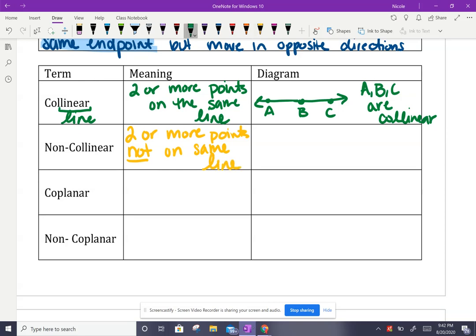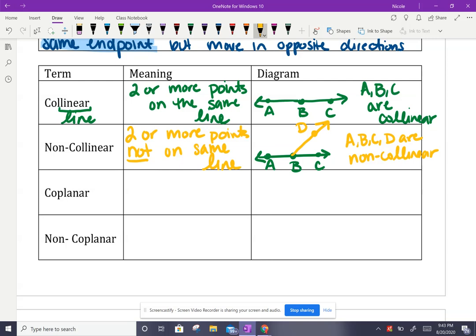So I want to refer back. I'm going to redraw my line ABC. Again, A, B, and C are collinear. They're on the same line. But if I add point D here, A, B, C, and D are non-collinear or not collinear.